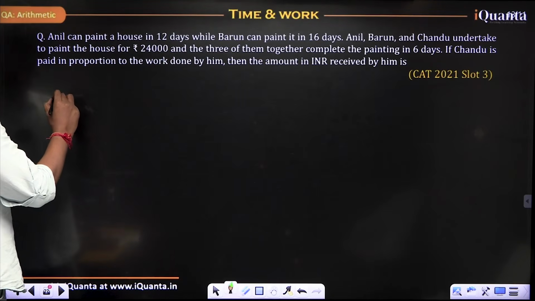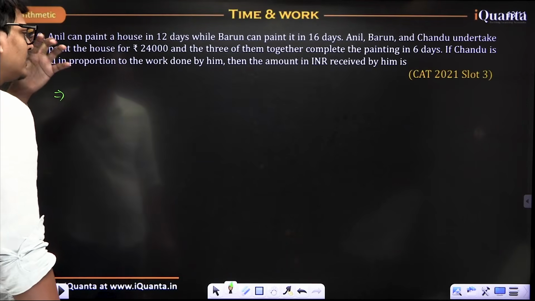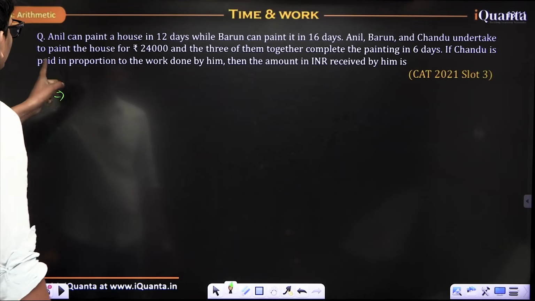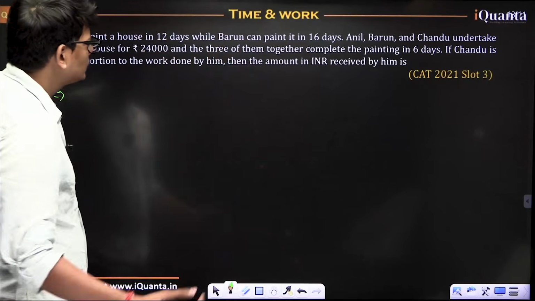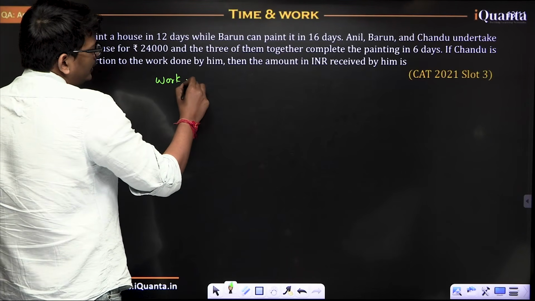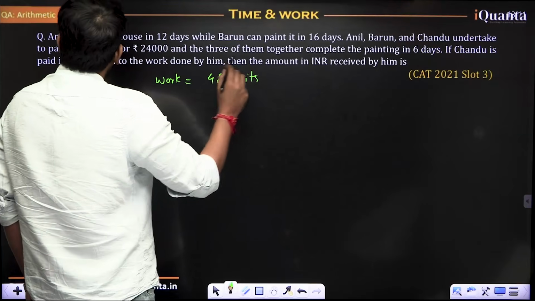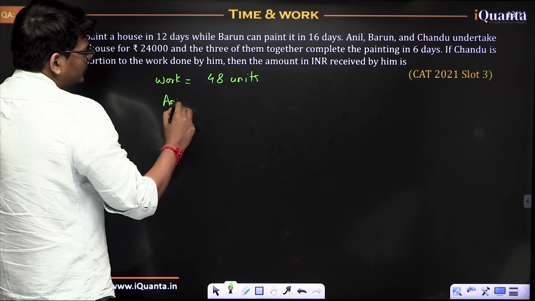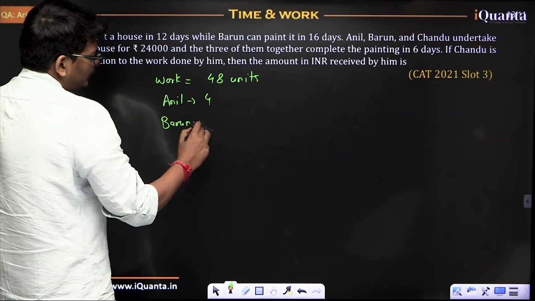It says Anil can paint a house in 12 days. Varun can paint it in 16 days. Anil, Varun, Chandu undertake to paint the house for this, and 3 of them together can complete a painting in 6 days. So first let's take the LCM. So total work is LCM of these two, 48 units. So efficiency of Anil is 4. Efficiency of Varun is 3.